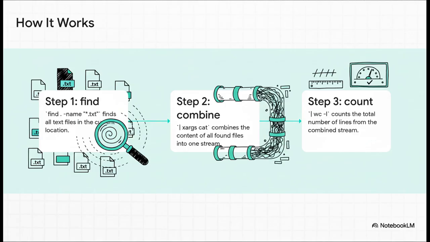First, we have find. This part of the command just goes and hunts down every single file in our current directory that ends with .txt. Simple enough, right? Then we hit the pipe. That little vertical bar sends that whole list of files over to xargs cat.